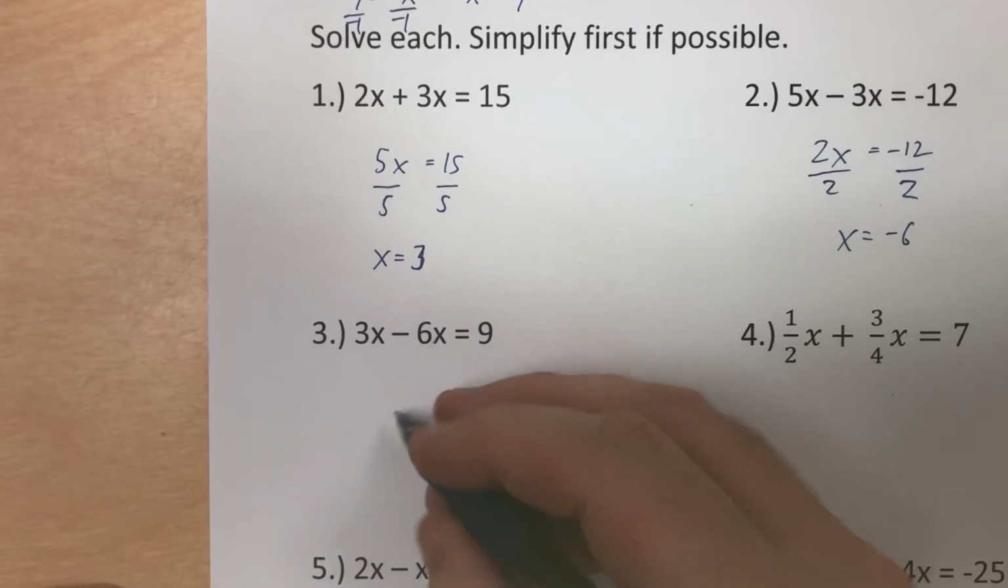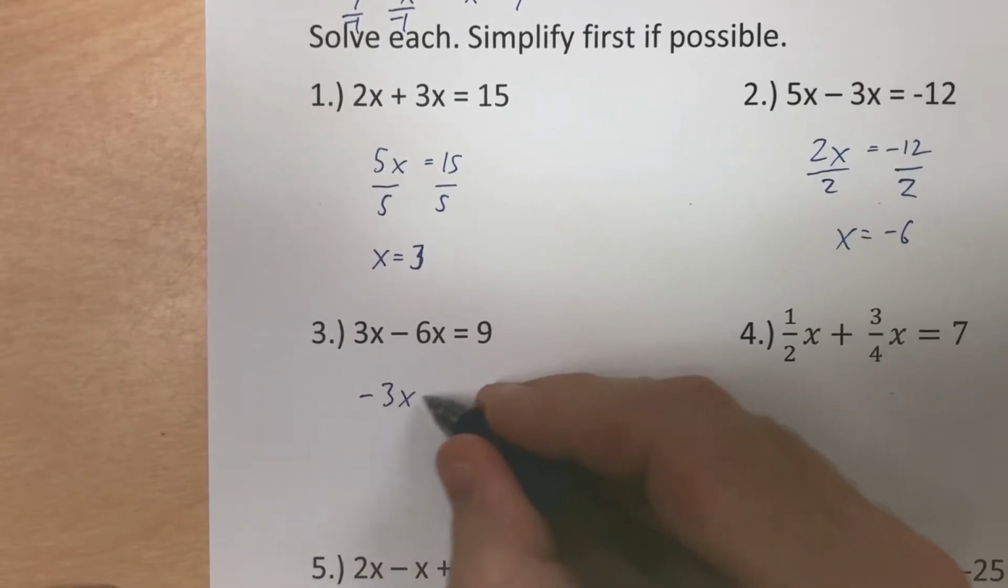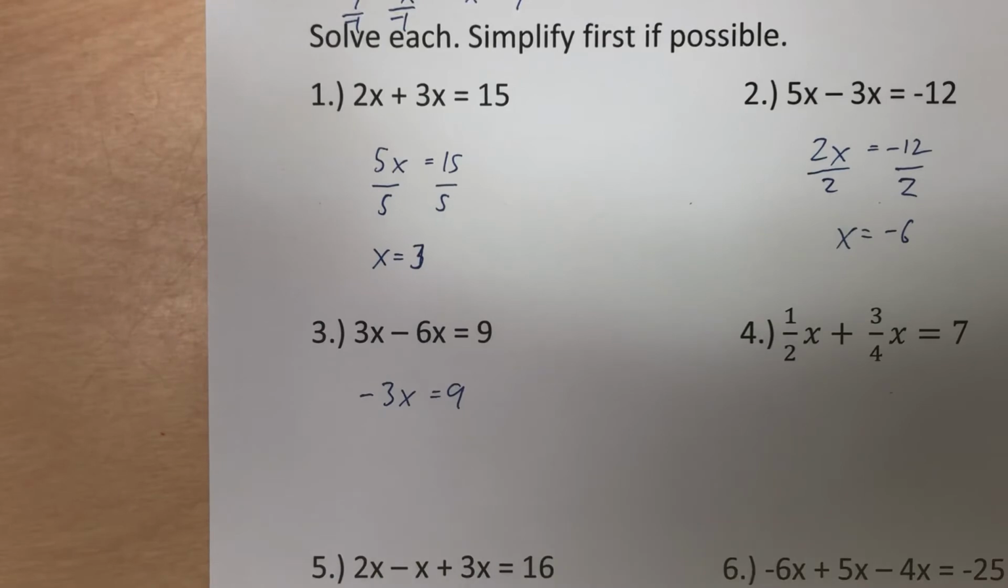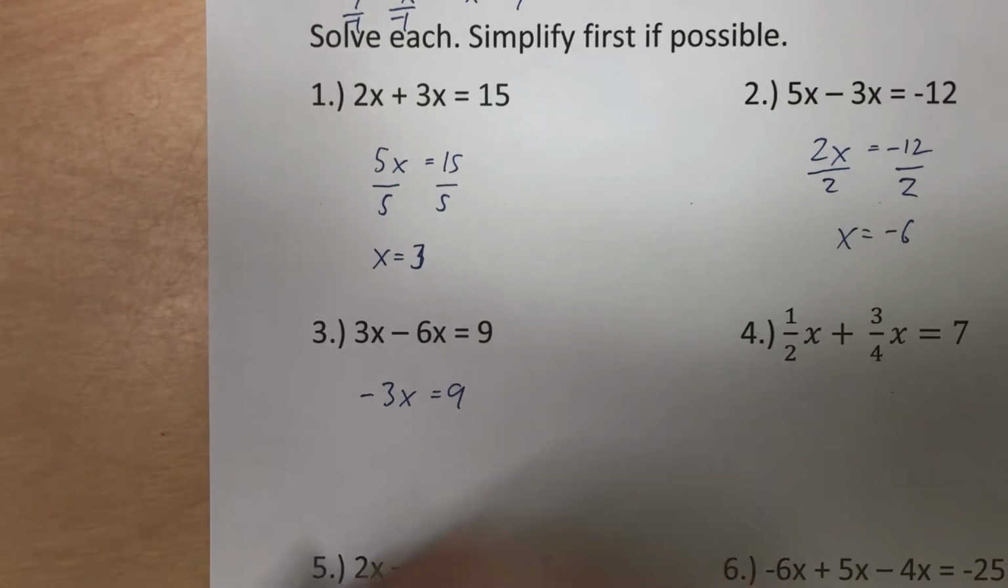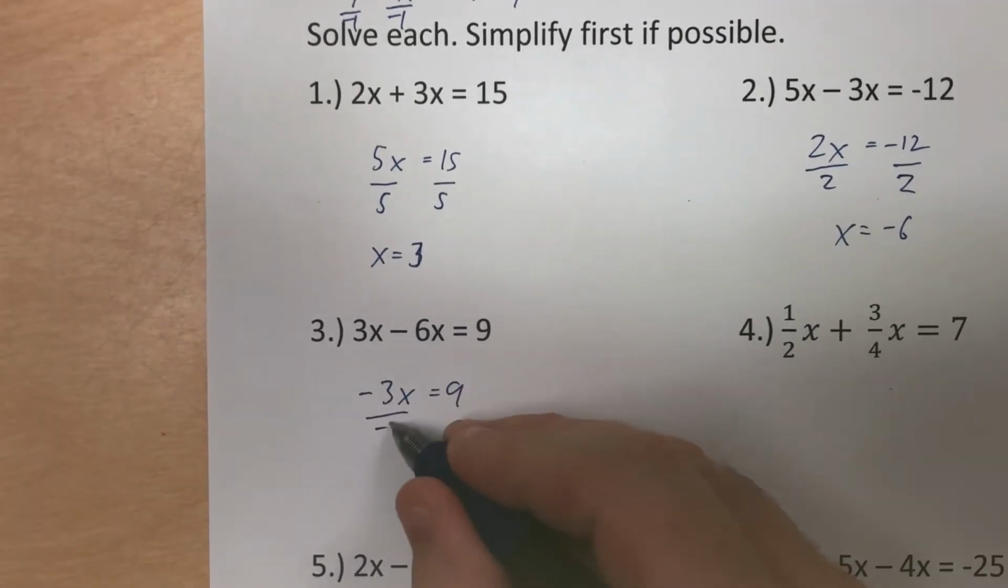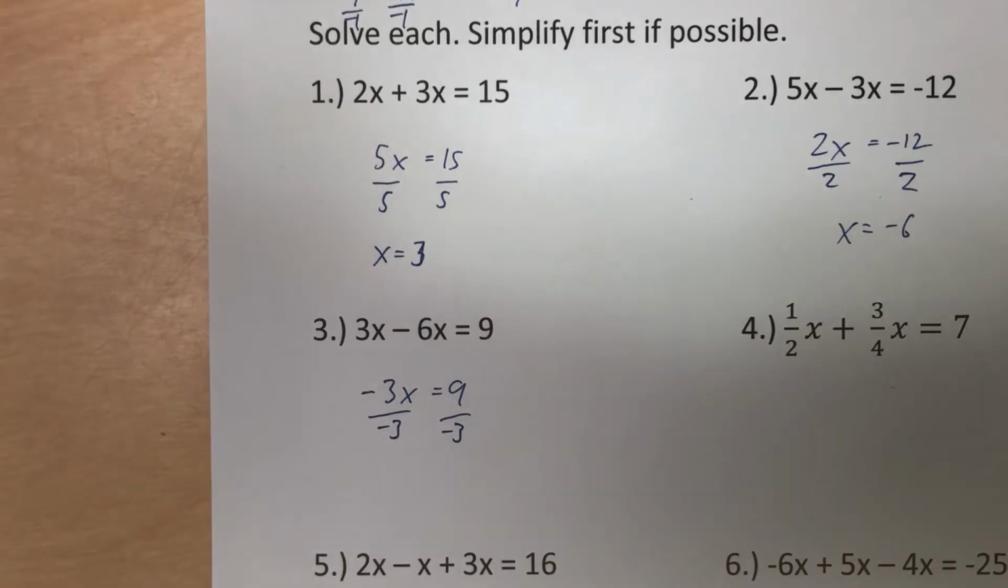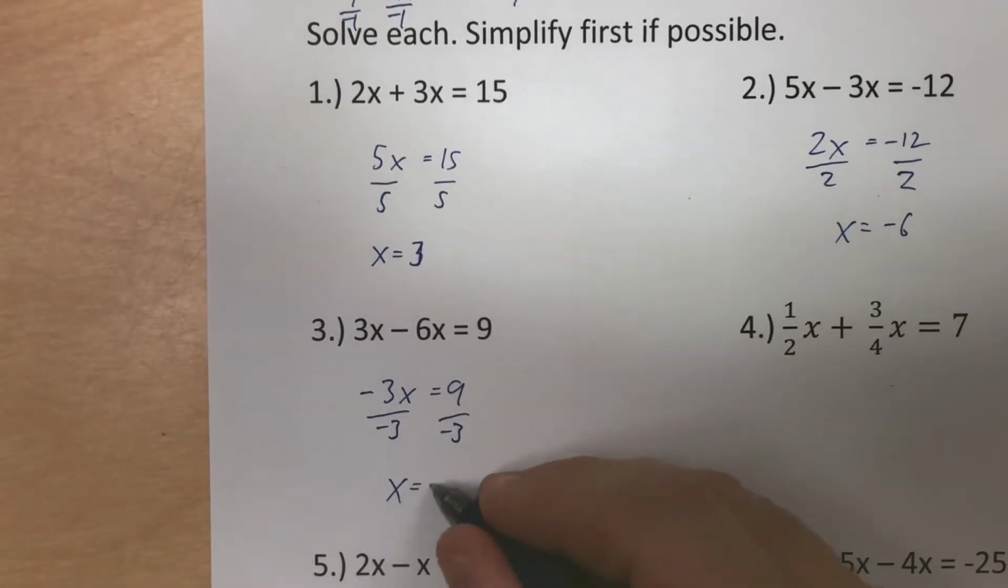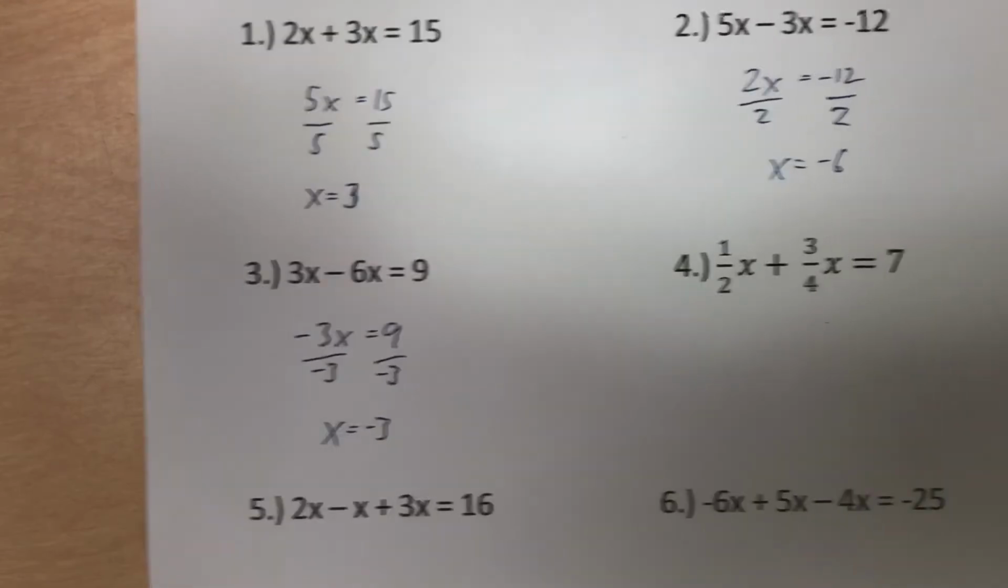3x minus 6x, be careful with our signs. This is negative 3x. When I combine those like terms, 3 minus 6 is negative 3. And now because this is negative 3 times x, I'm going to divide both sides by negative 3. So x equals negative 3.